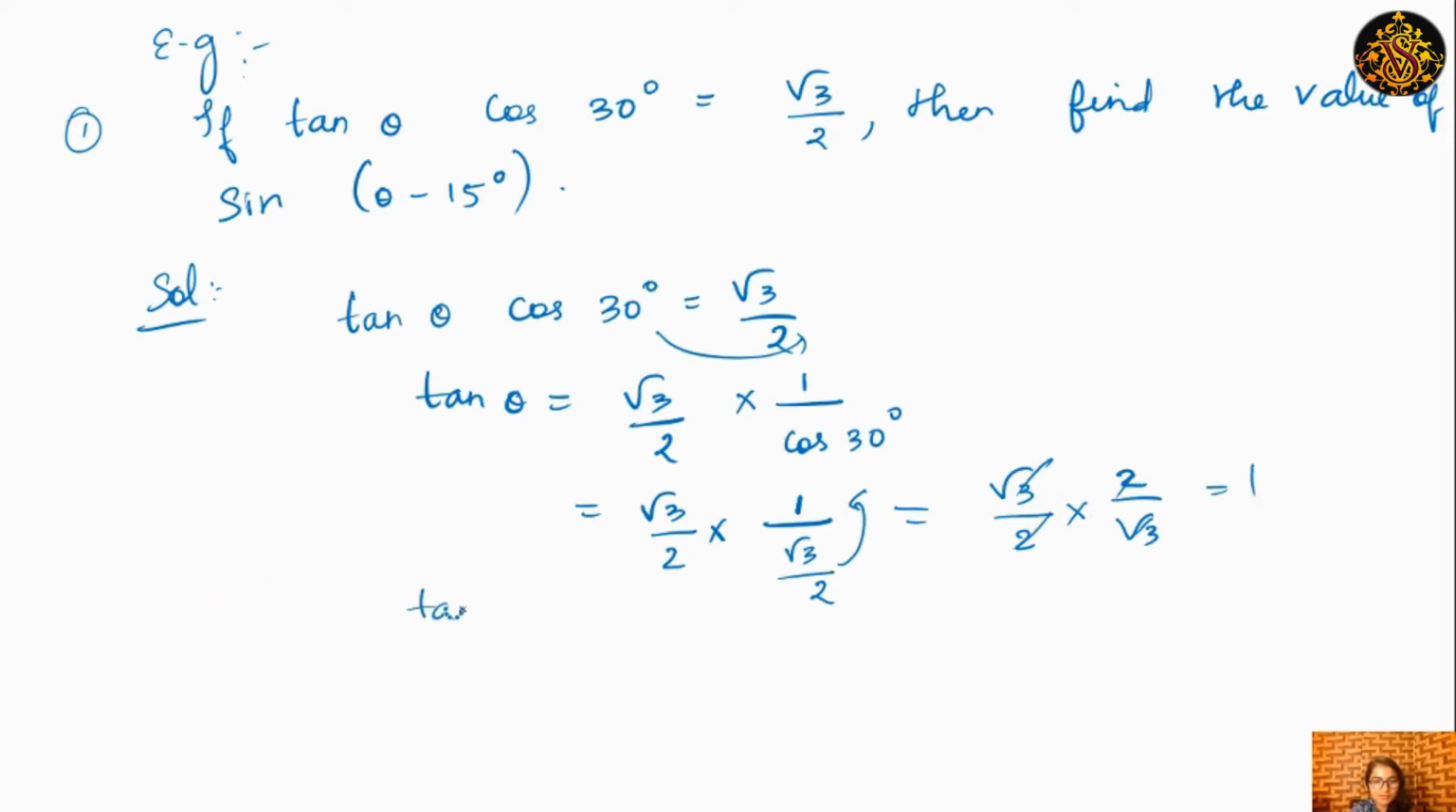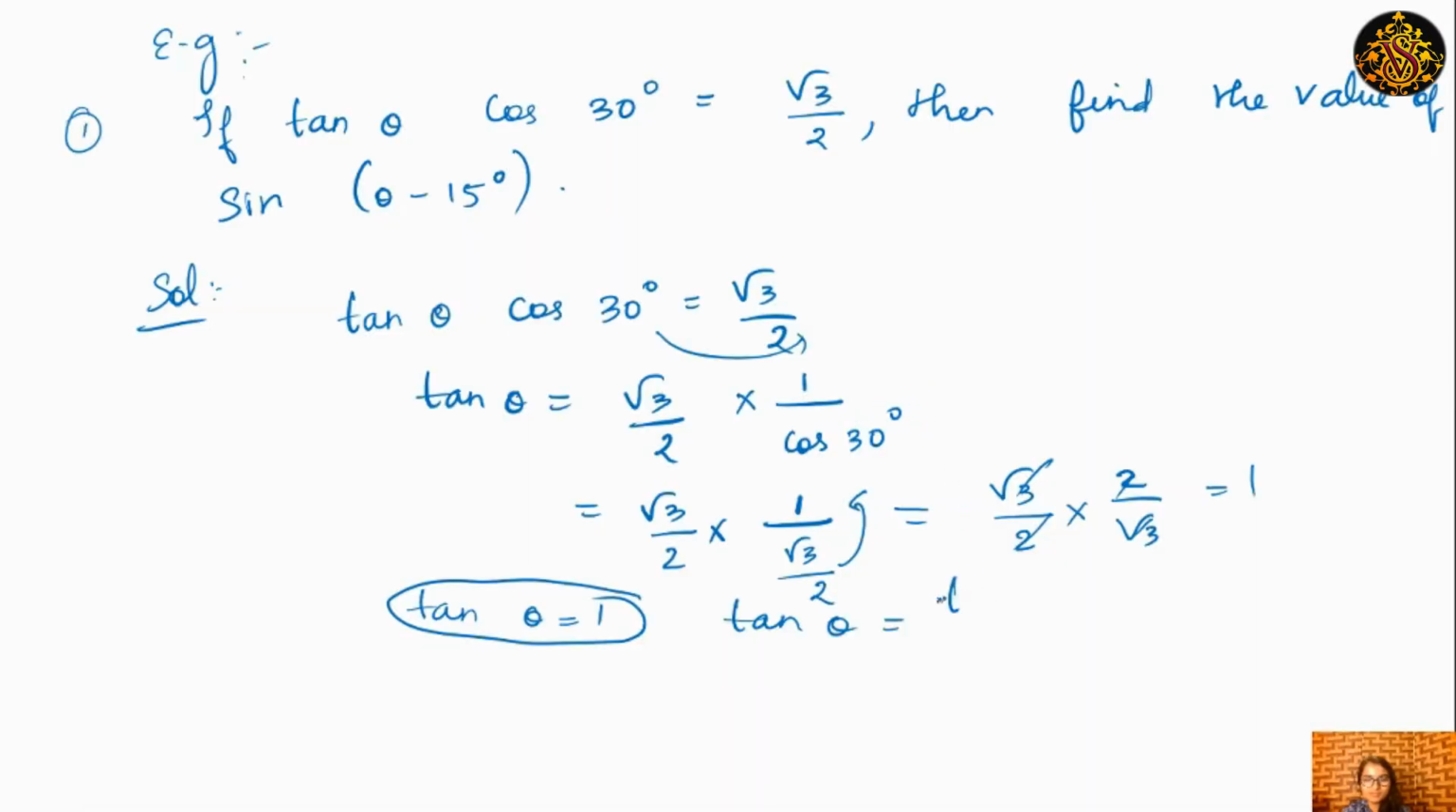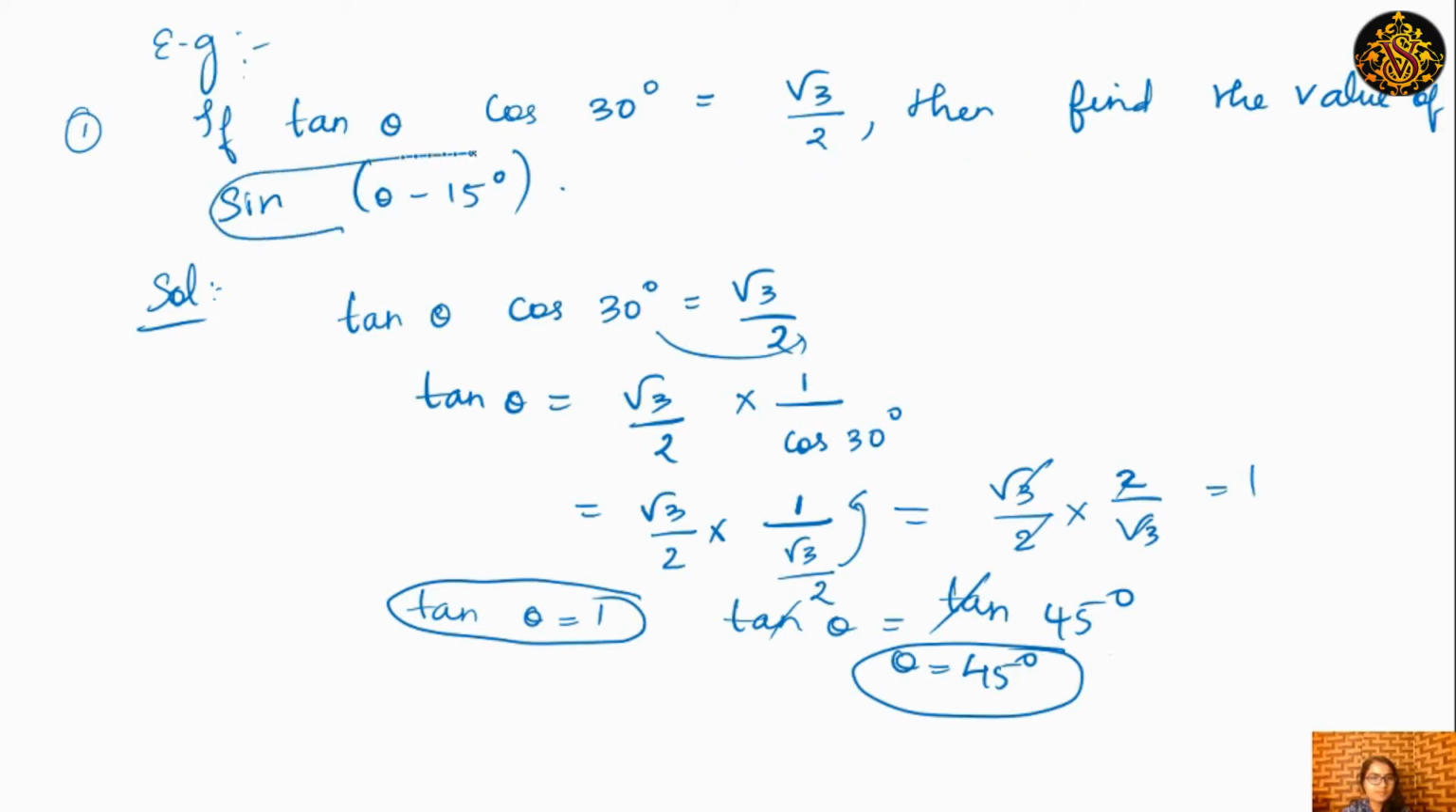So tan theta equal to 1. What is the value for 1? Tan 45 degree is 1, right? So tan 45 degree. Tan and tan get cancelled. So theta equal to 45 degree. Clear? So theta equal to 45 we have. So from this we should find the value of sin of theta minus 15 degree.